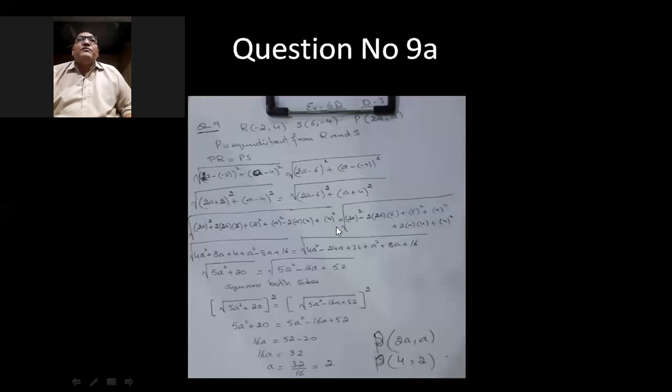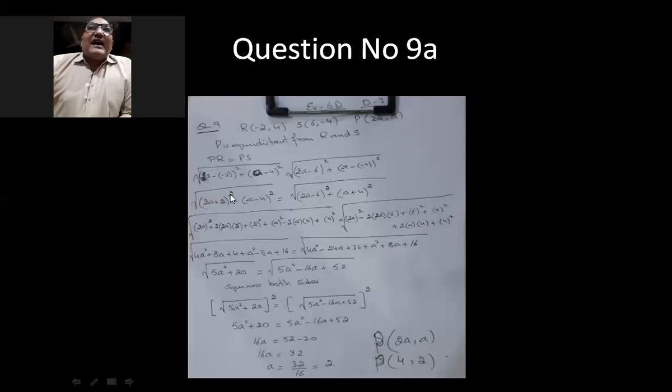So you will have (a + 4) whole square. I will open these whole squares with the help of the algebraic identity. The algebraic identity we will use: (a + b) whole square is a square plus 2ab plus b square, and (a - b) whole square will be a square minus 2ab plus b square. You remember these identities, you have learned them in your 8th class.